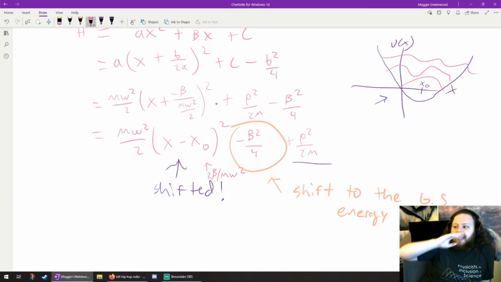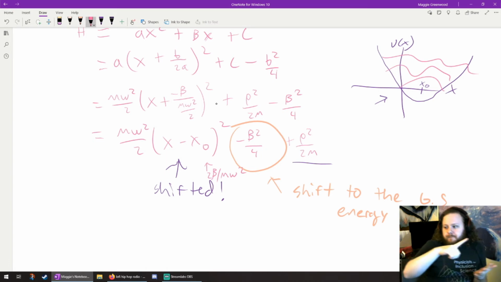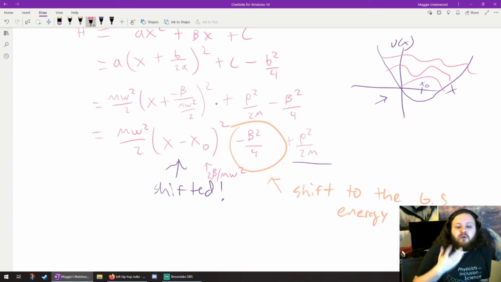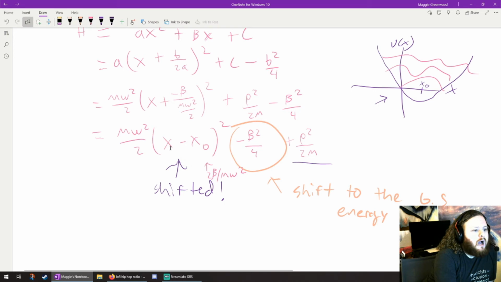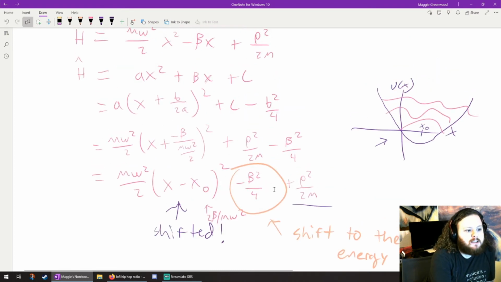Just to recap the couple bits we did there. Bit 1 was, I'm going to complete the square because I want this thing to look like a harmonic oscillator still. Bit 2 is that now that I've messed with it a little bit to make it look a little bit more harmonic oscillator-y, I can recognize that the x coordinates have been shifted a little bit, and the energies, because the Hamiltonian has this constant addition in it, have been shifted a little bit too. And that's literally the whole problem.